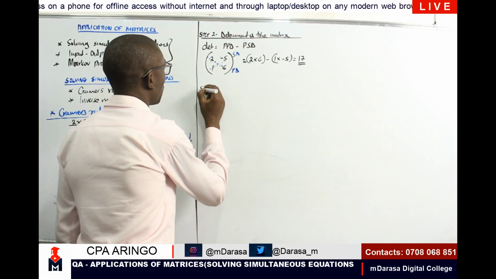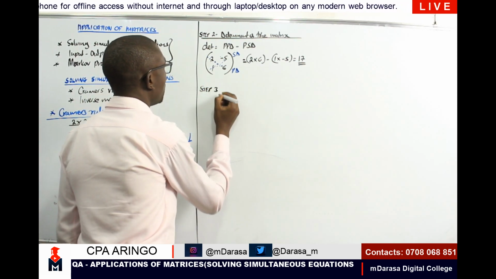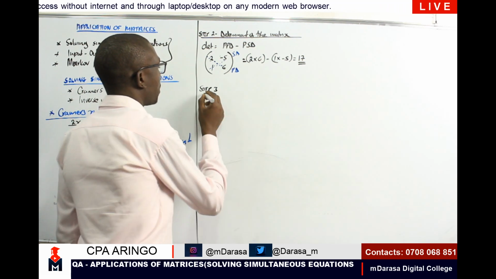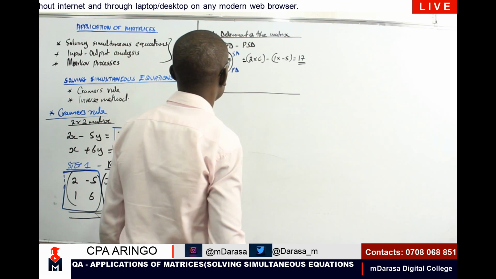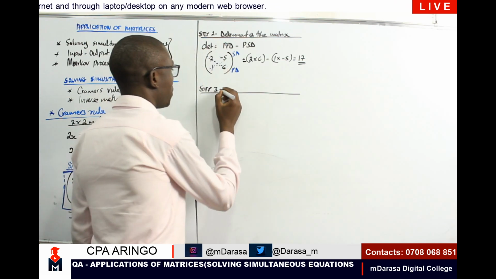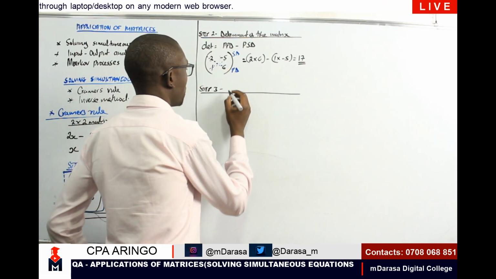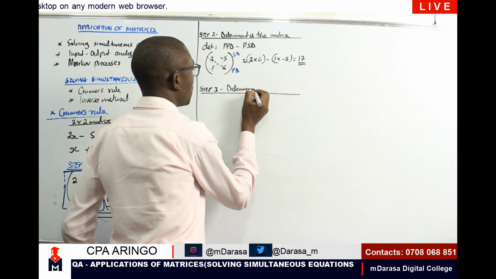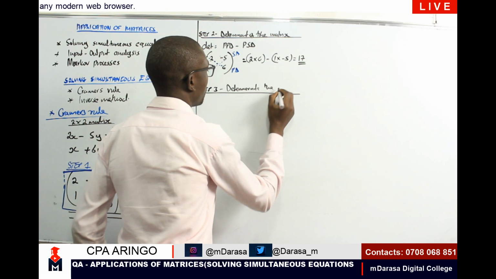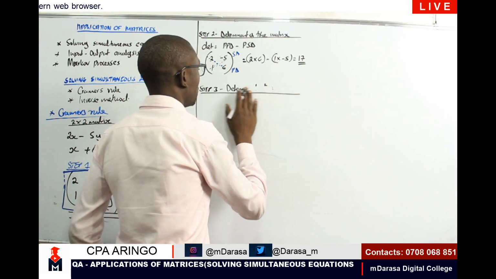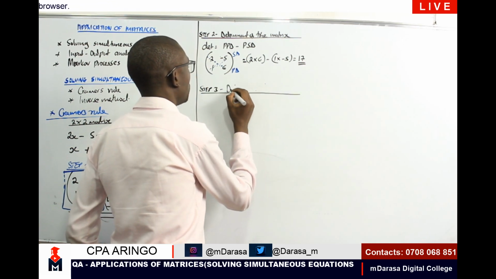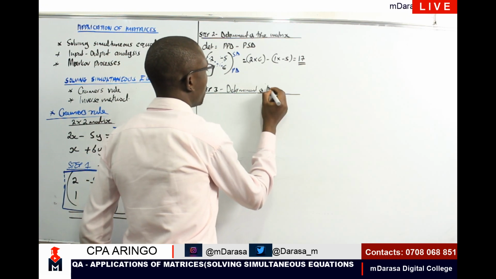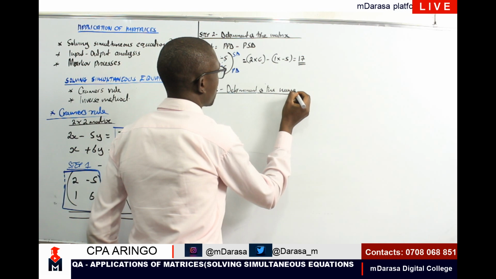After we determine the product of our primary diagonal, my good students, step number 3, this is the most important step. We should come and determine the determinant of the numerator matrix. We are talking of a determinant. We need to determine the determinant of the numerator matrix.